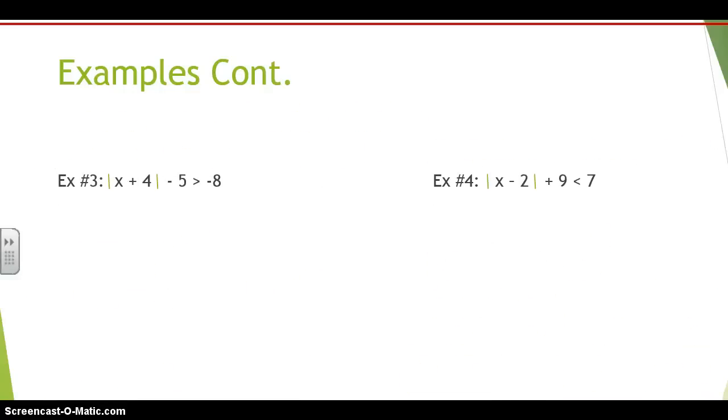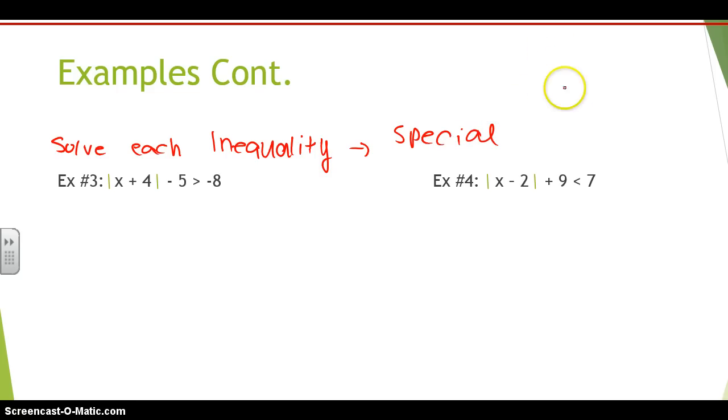Now these next two examples are a little different than the previous two. What you'll see when you're doing problems out of the book is it might say solve each inequality. And these are what we call special cases of absolute value.